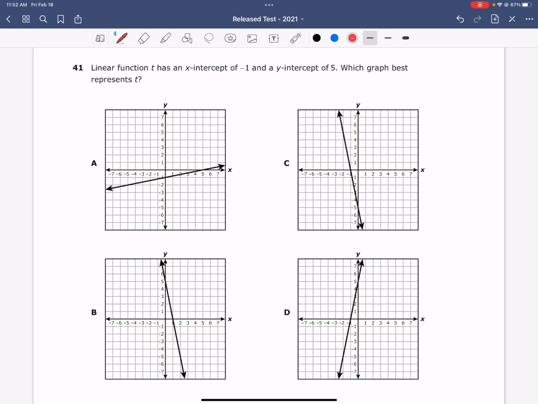Linear function t has an x-intercept of -1 and a y-intercept of 5. Which graph best represents t? There are two vocabulary words that we'll have to latch onto in this problem.